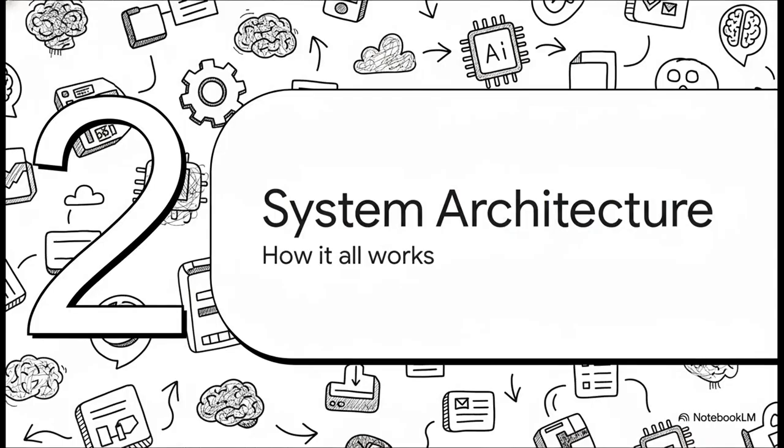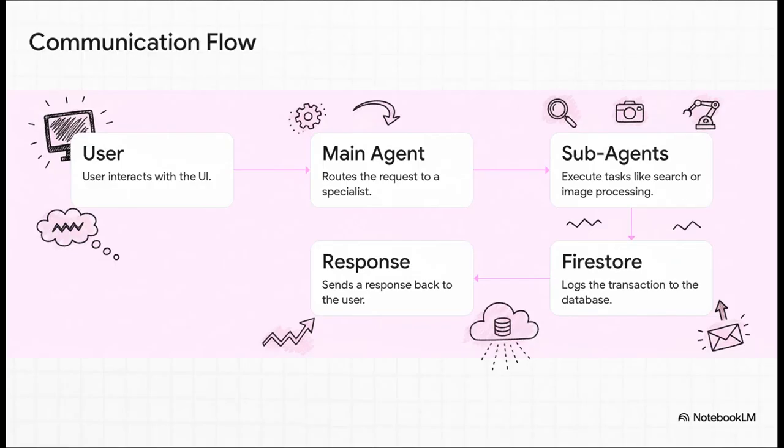So, how does it all work under the hood? Let's take a look at the architecture. And this diagram just lays it out perfectly. A user interacts with the interface, right? That talks to a main agent. Think of this main agent as a smart coordinator delegating tasks to specialized agents. Those agents do their thing, log everything to a Firebase database, and then send a response all the way back to the user. It's a really clean, elegant, and super efficient loop.